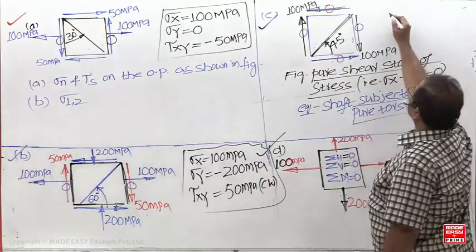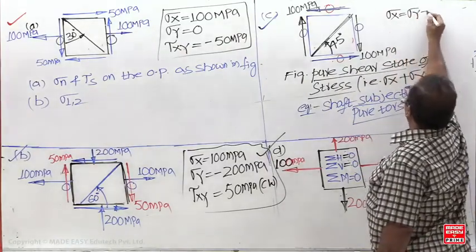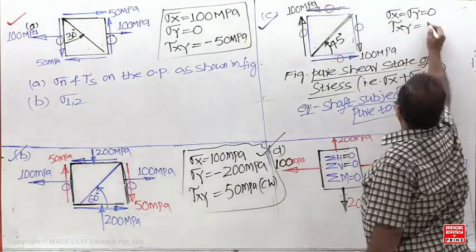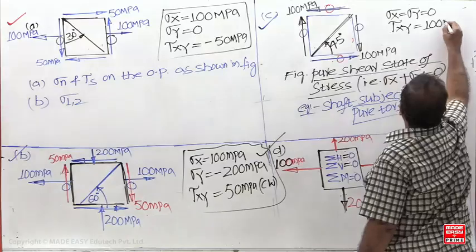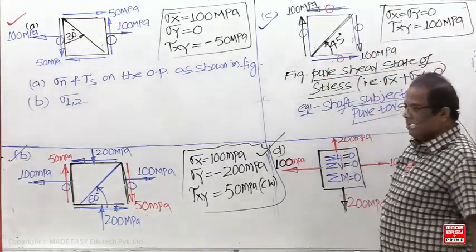Now here, what are sigma x and sigma y? Sigma x is 0, sigma y is 0. What is tau xy? Plus 100. Tau xy is plus 100.